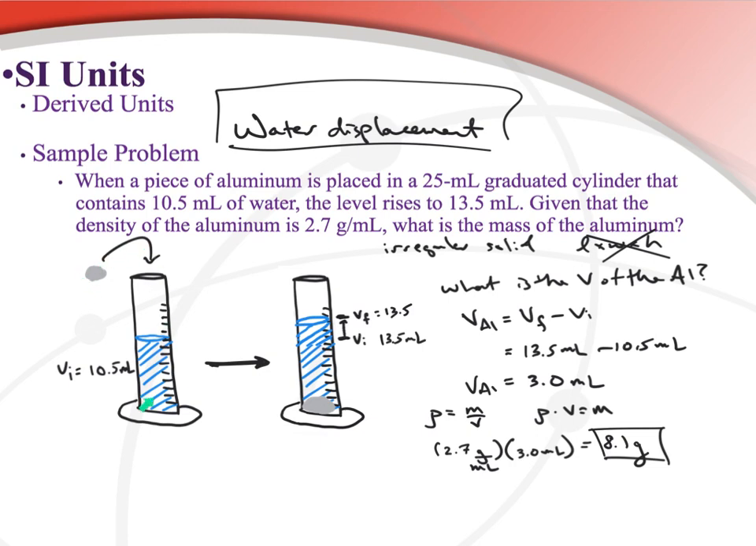We're putting this irregular shaped object into the graduated cylinder. The volume is going to increase. To find the volume of that solid, we subtract the final volume minus the initial volume. Okay, that gives us the volume of the solid, and then we plug that into the density equation to figure out either the density or the mass, whatever it might be. Okay, that's how we could figure that out.